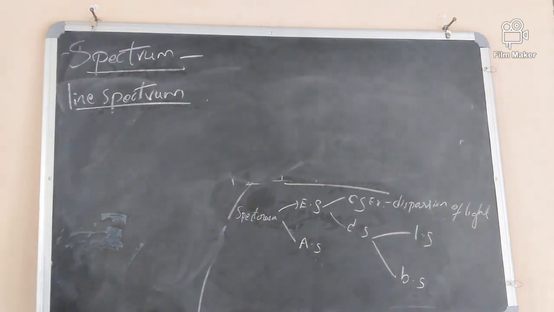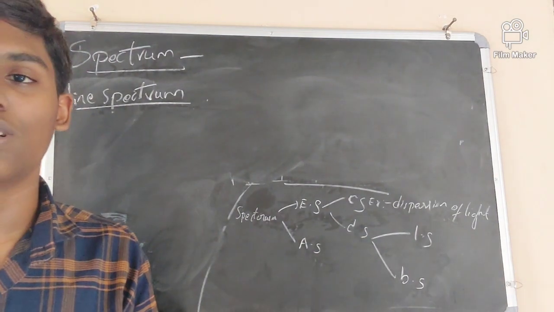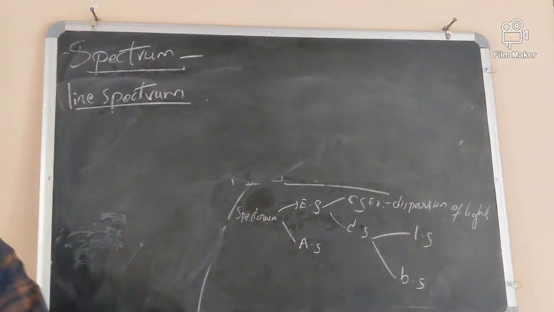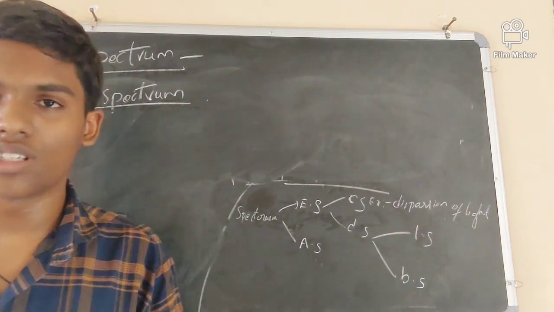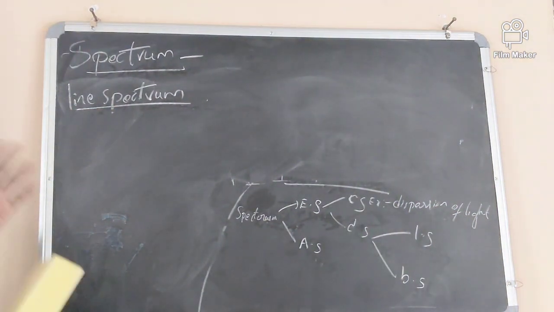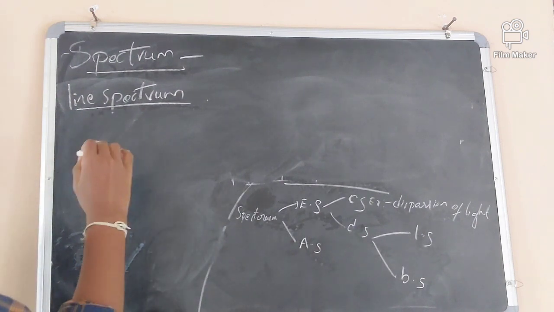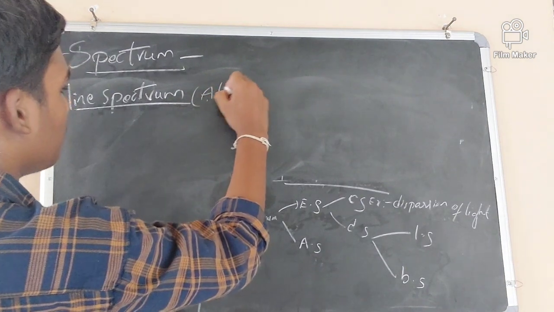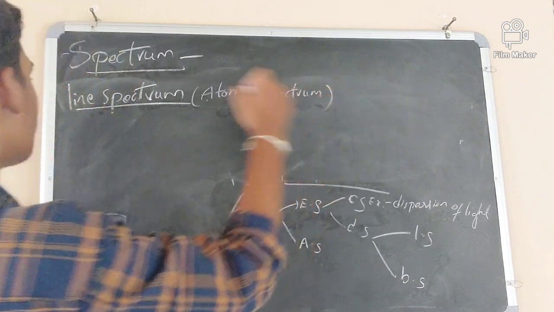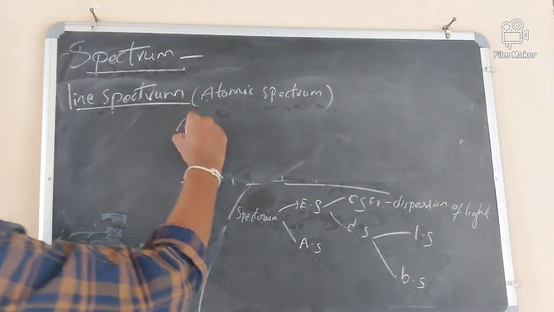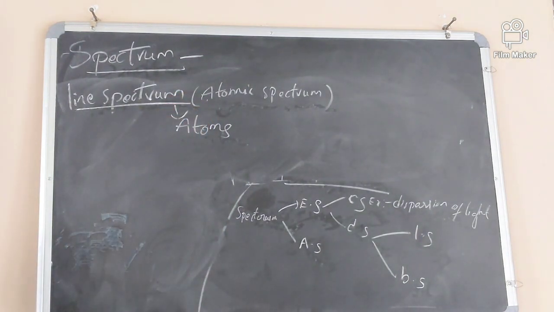Line spectrum is also an example of discontinuous spectrum. It is an example of emission spectrum also. Except for the dispersion of light, which is continuous, all the remaining spectra are discontinuous. And one more discontinuous spectrum is the line spectrum. Line spectrum is also called atomic spectrum, because we see the line spectrum only in atoms.